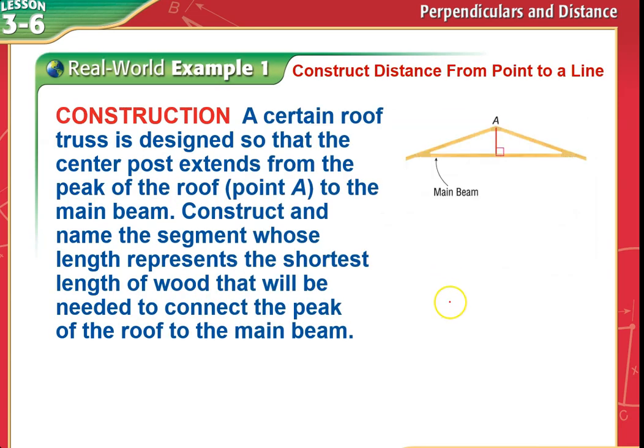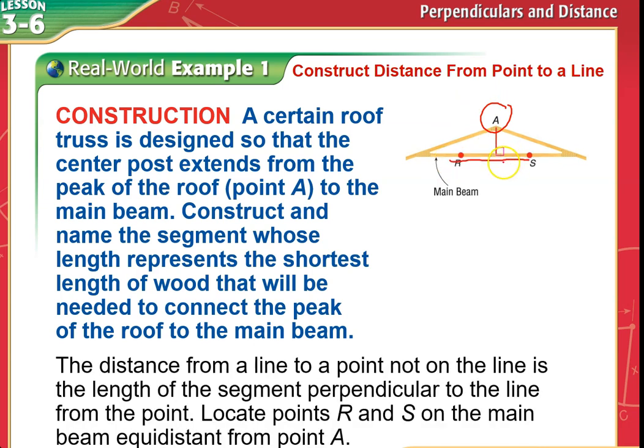Real world example number 1, constructing the distance from a point to a line. A certain roof truss is designed so that the center post extends from the peak of the roof at point A to the main beam. Construct and name the segment whose length represents the shortest length of wood needed to connect the peak of the roof to the main beam. So there's my main beam. The distance from a line to a point not on the line is the length of the segment perpendicular to the line. So that's why we have that right angle here.